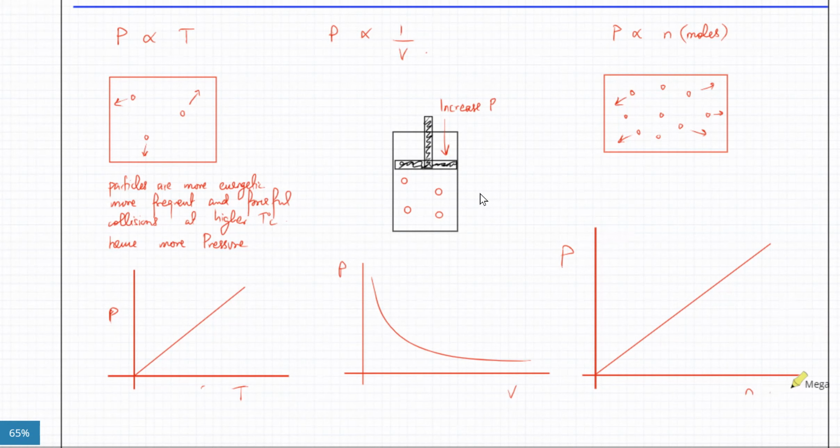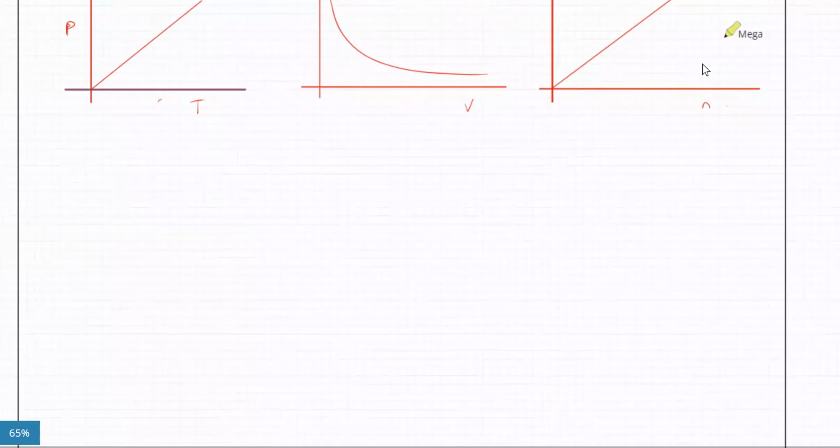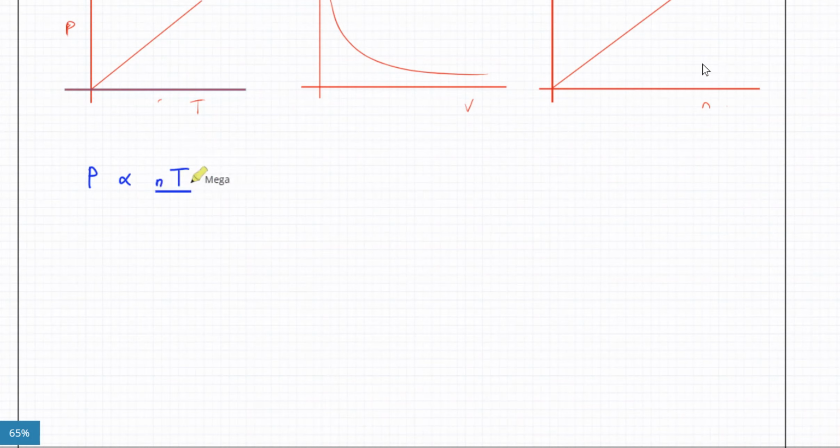Now, what I'm going to do is I'm going to combine the three formulas together, and I'm going to make one simple equation. So pressure is directly proportional to temperature. It's inversely proportional to volume and directly proportional to the number of moles of the gas. So I'm going to combine all the three variables into one relationship. We've got pressure. It's directly proportional to the number of moles and the temperature, and it's inversely proportional to the volume V. So we've got this relationship.